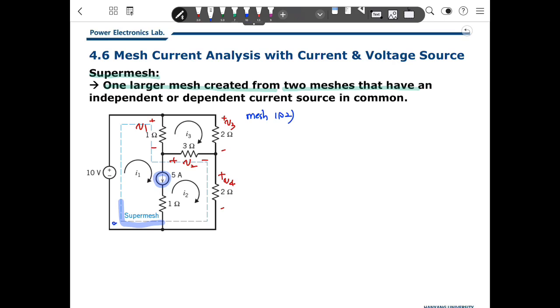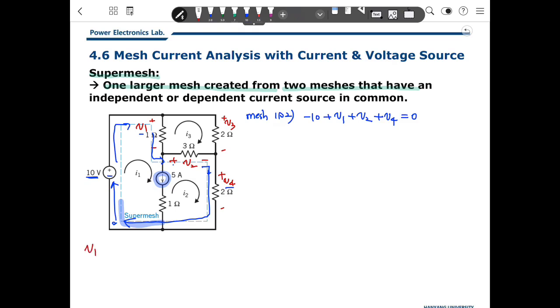I will start here and go up. I meet 10 volt and minus, so minus 10. And I meet V1, and I meet V2, and I meet V4, and I meet the start point, so there will be 0. Oh, we missed something. What should we do before making a mesh equation? We should define the element voltage first. Then I will try that.